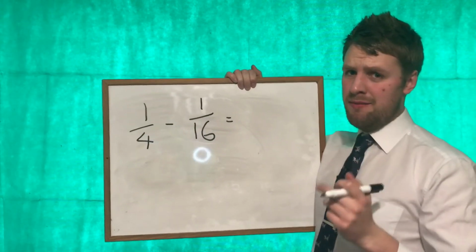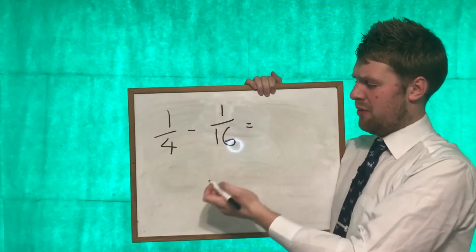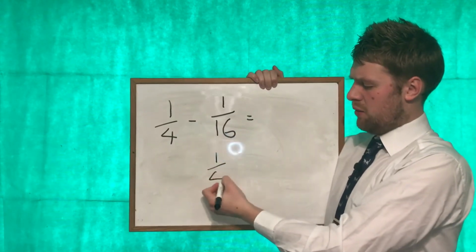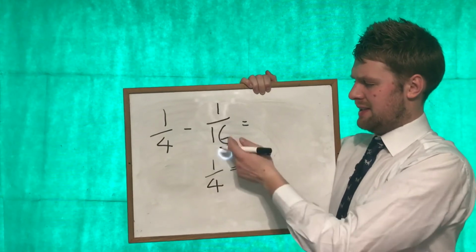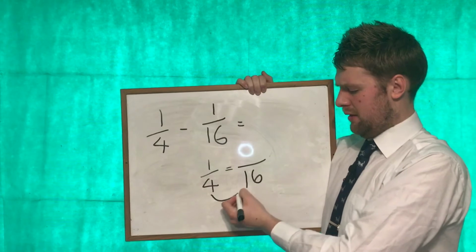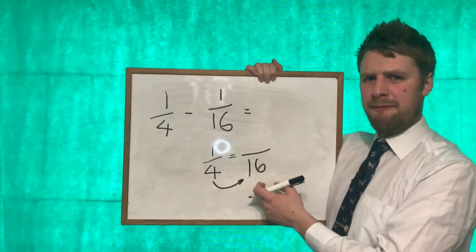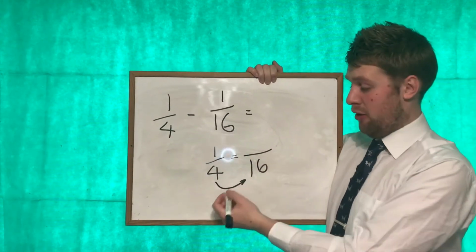So what I need to do is find an equivalent fraction. And I'm going to use this quarter to find an equivalent fraction. If I've got 1/4, I need to convert it into 16ths. Let's see how I can do that. So, have a little think. How would I get from 4 to 16? Oh, I'd multiply by 4.